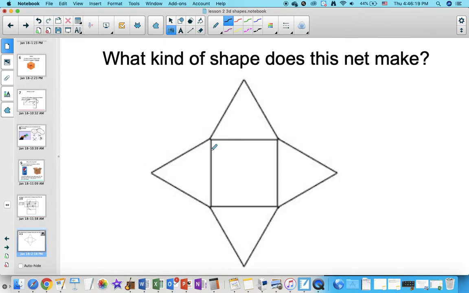Well, this one is a different kind of shape, right? So if we were to fold everything up, we'd end up with a shape that looks like that, right? And so we'd end up with a pyramid. And this is a type of pyramid called a square-based pyramid because the base, the bottom face, is a square.